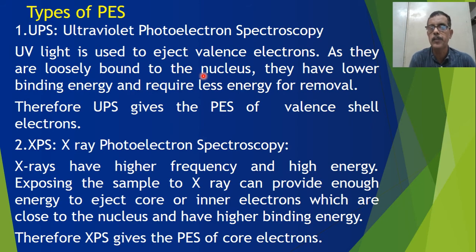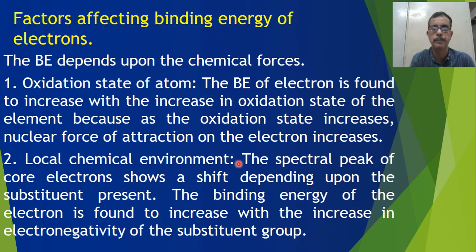As I told, there are two types of photoelectron spectroscopy, that is ultraviolet photoelectron spectroscopy and X-ray photoelectron spectroscopy. When UV light is used to eject the electrons, only valence electrons are ejected, because UV light has lower energy. And UPS, or ultraviolet photoelectron spectroscopy, gives the photoelectron spectrum of only valence shell electrons. And when you use X-ray photoelectron spectroscopy, since X-rays have higher energy, core electrons are ejected. Therefore, you get the photoelectron spectrum of core electrons.